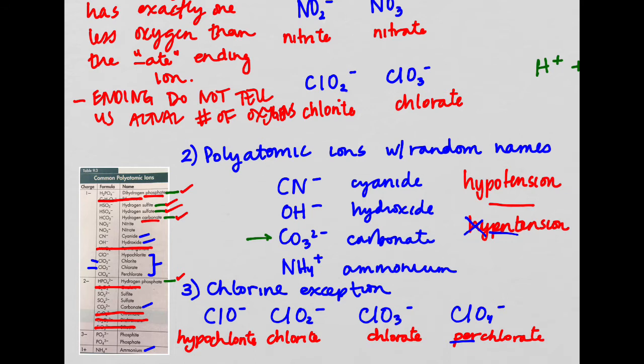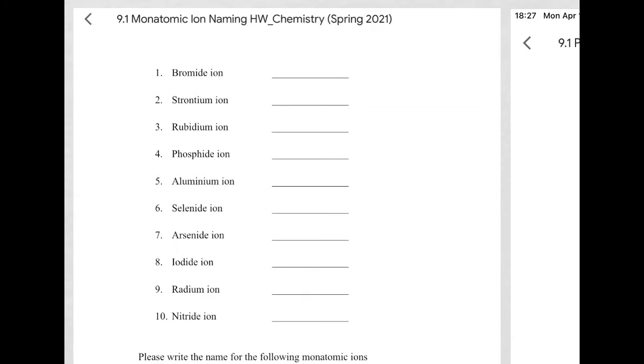and now we're going to go over the 3 different homework assignments related to 9.1, and you need to be taking notes and doing corrections on your 9.1 homeworks as we're doing this. So we are starting with the monatomic ion naming homework. This is from Tuesday, 30th of March. And so if you got any of these wrong, you need to be correcting them in red ink on your paper, or red on the document, Google Doc that you're doing this on.